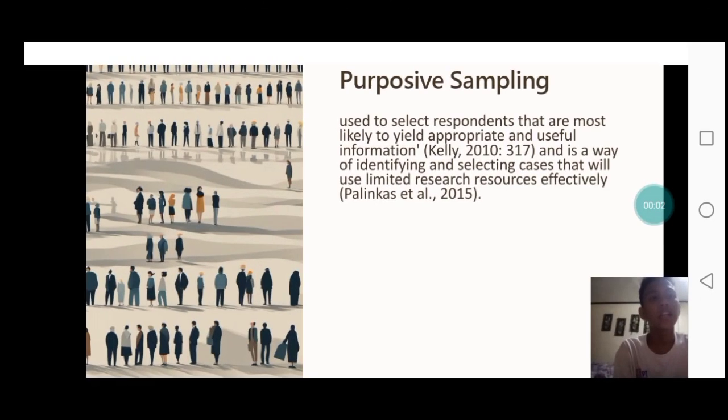Purposive sampling, used to select respondents most likely to yield appropriate and useful information, and is a way of identifying and selecting cases that will use limited resources effectively. Ang purpose sa sampling gigamit aron pilion ang mga respondent nga labing kasiguraduhan og mga makahatag og mahinungdanon nga sampling. Mao na ang purposive sampling, ma'am.